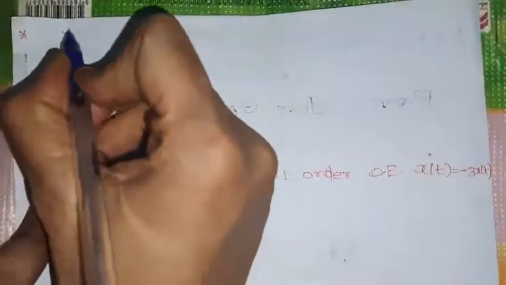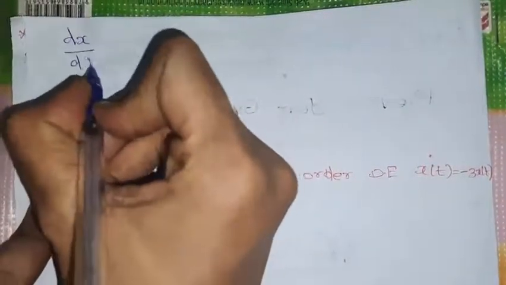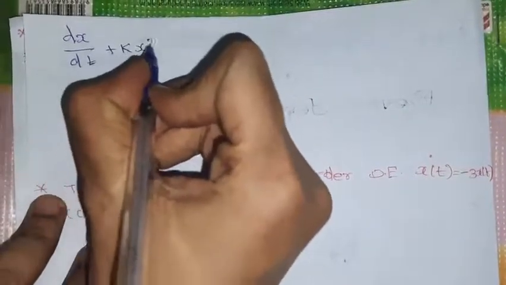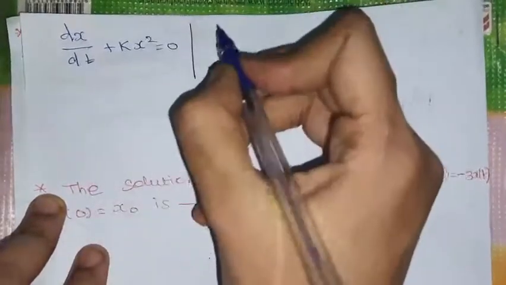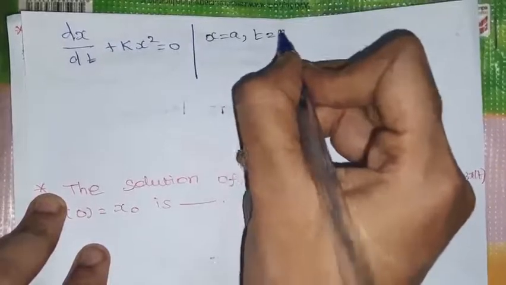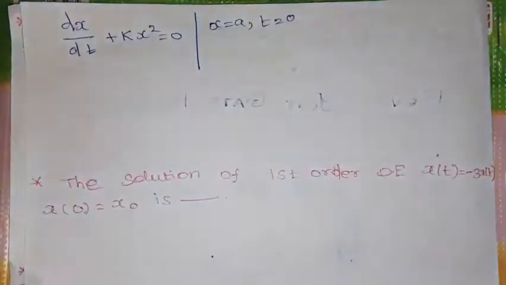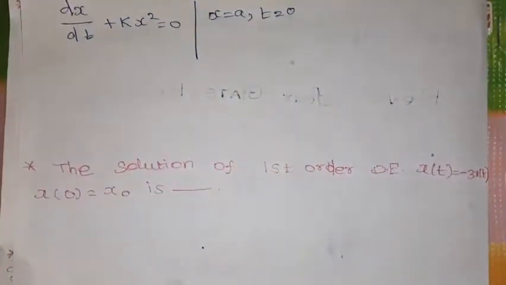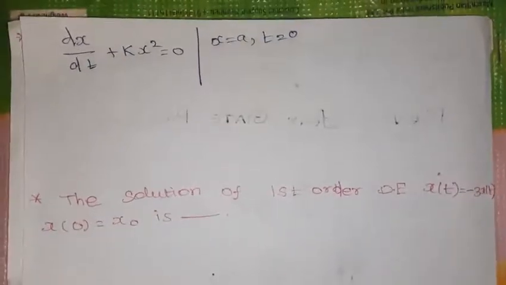The equation is dx/dt + kx² = 0, and the given condition is that at t = 0, x = a. So now we need to solve this differential equation.